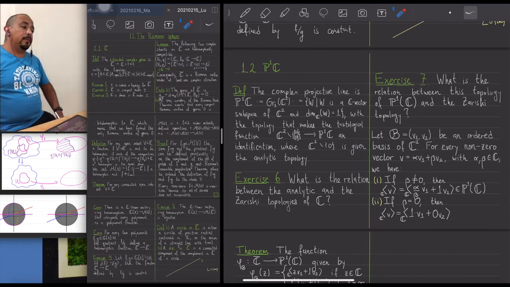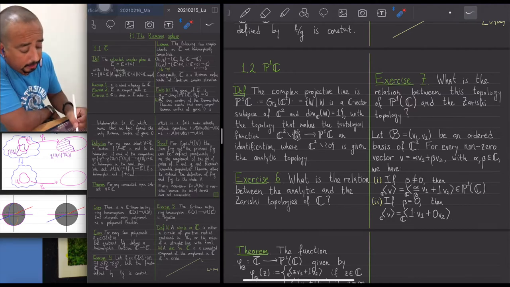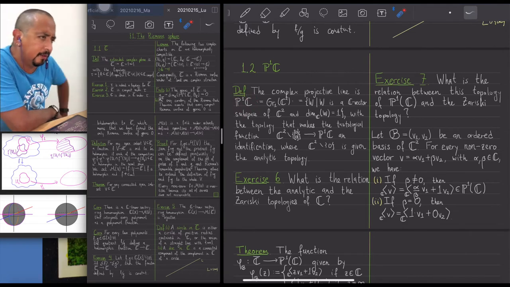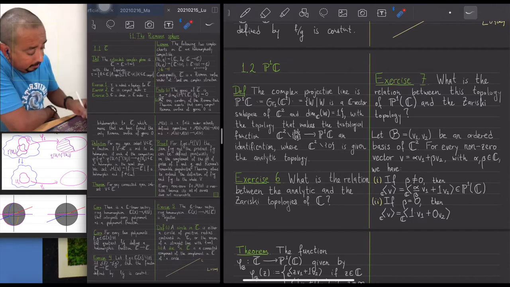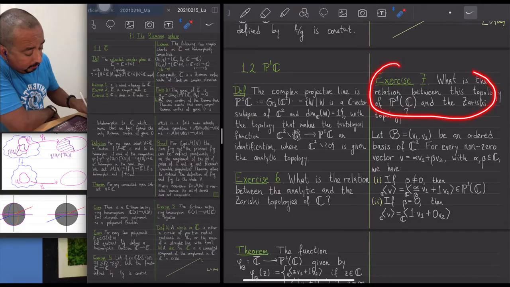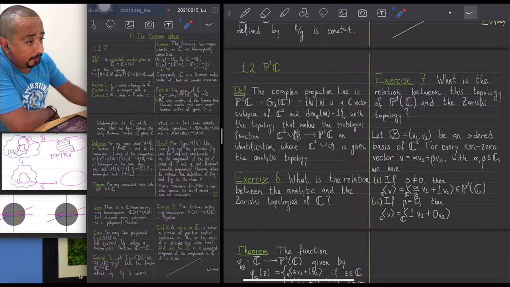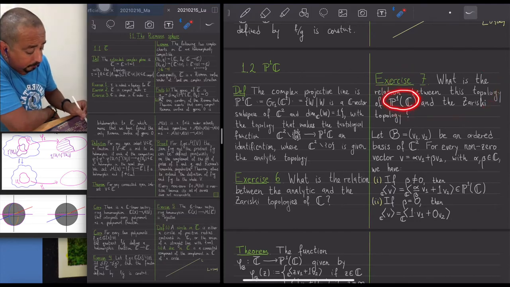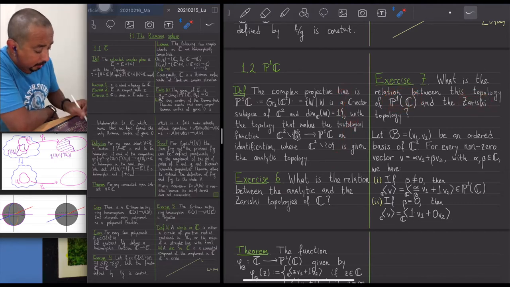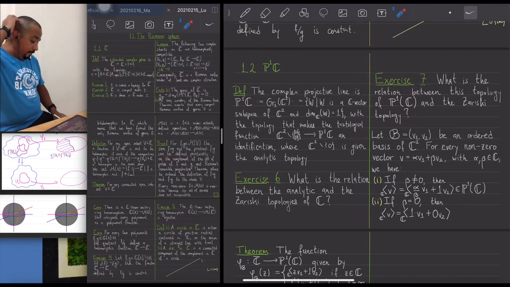Of course, you might be saying, okay, but wait. P1C is a projective algebraic variety. Sure. But with a different topology, the so-called Zariski topology. And I leave you as an exercise to say what is the relation between the two topologies, the analytic topology that we have just defined and the Zariski topology that makes it a projective algebraic variety.